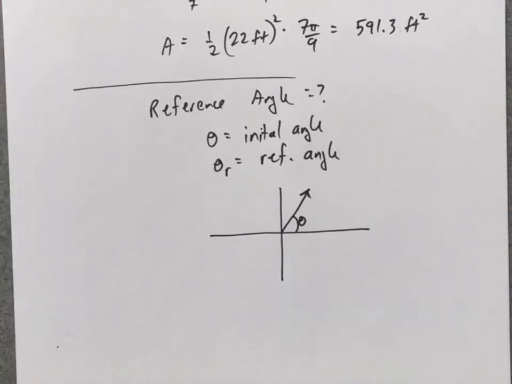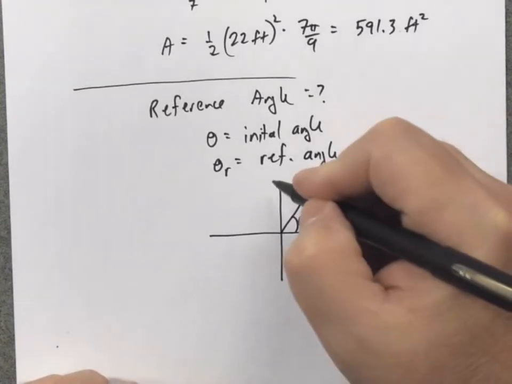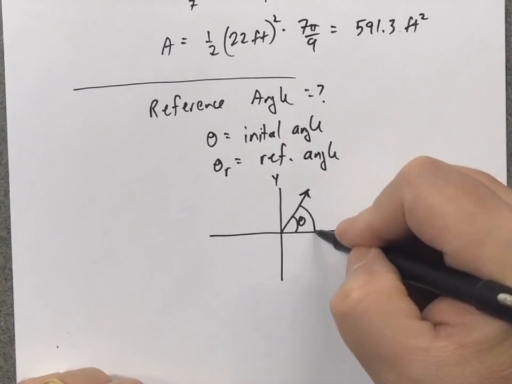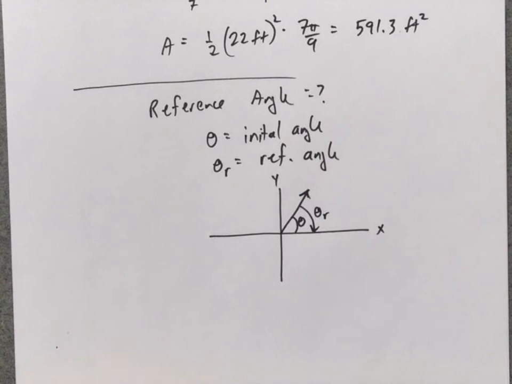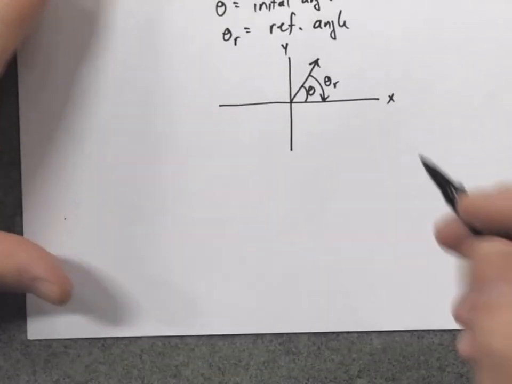Here's an angle. The reference angle for this angle is the shortest or smallest angle back to the x-axis. So you're at some angle, and you want to know what is the angle to get back to the x-axis. It could be the positive or the negative x-axis. So in this case, the initial angle and the reference angle are the same thing.